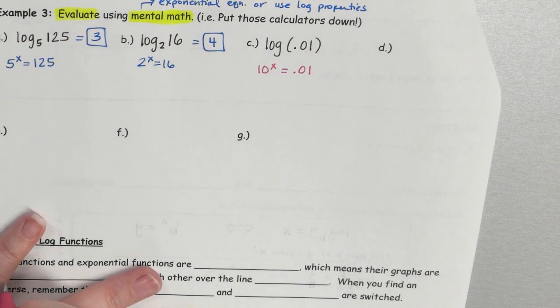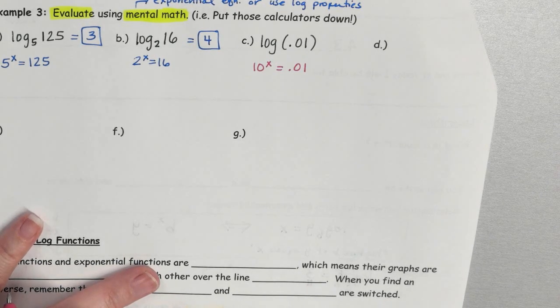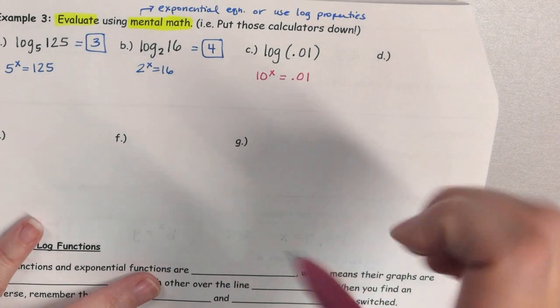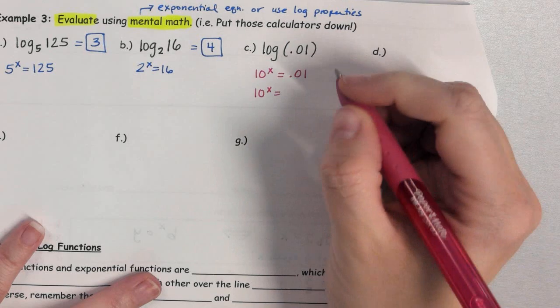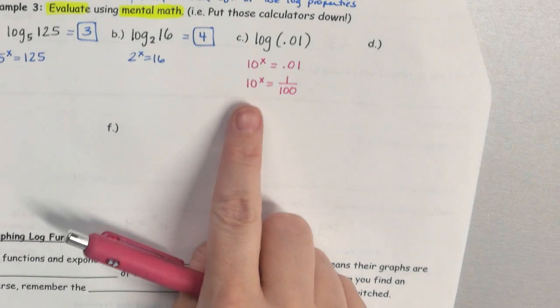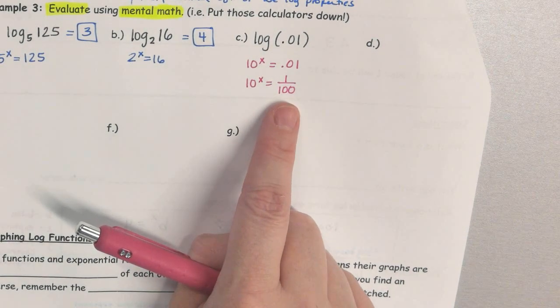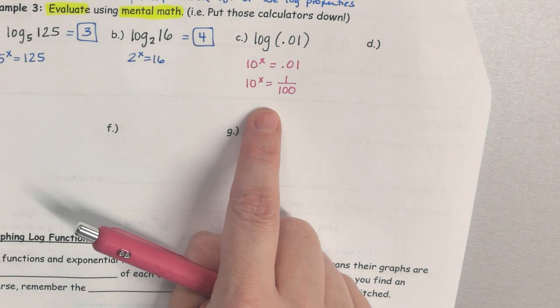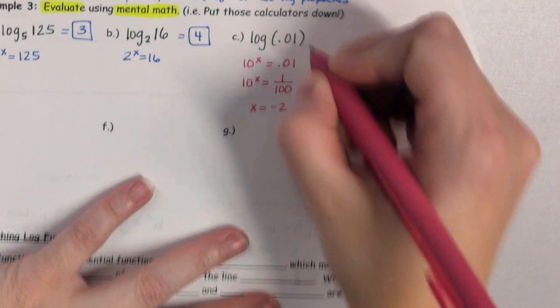Now, decimals, doing those in our head is going to be difficult. So instead, let's think of it as a fraction. Do you guys know how to write 0.01 as a fraction? What place is it in? The hundredths place, so this would be 1 over 100. If it was 0.1, it would be 1 over 10. This one is 1 over 100. Now, we know 10 to what power is 100? 2. But if it's 1 over 100, what's your x value? Yep. So x would be -2, and that would be your answer.